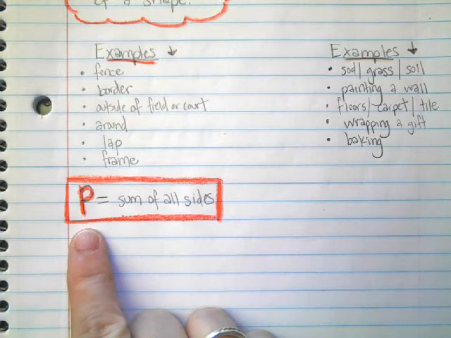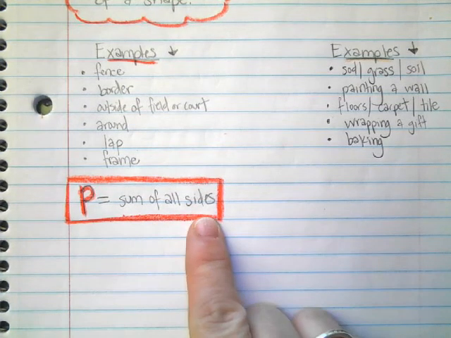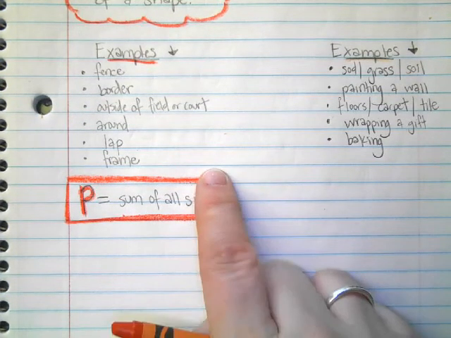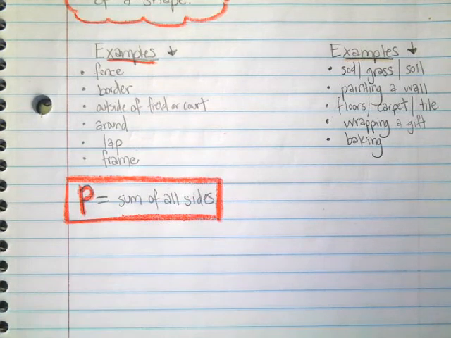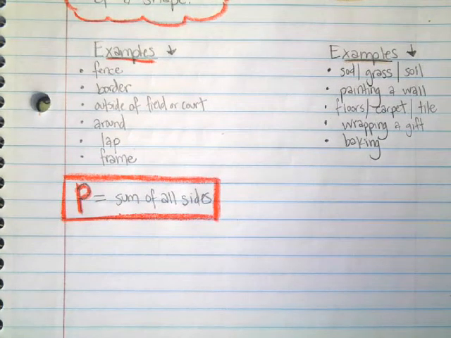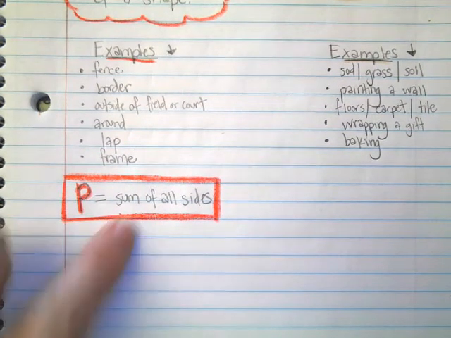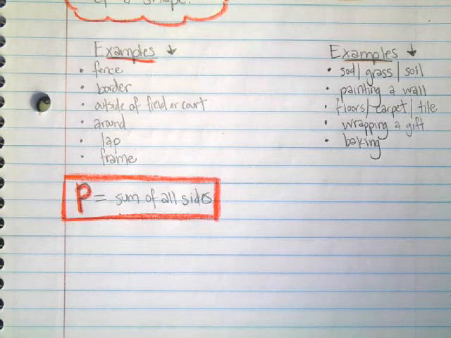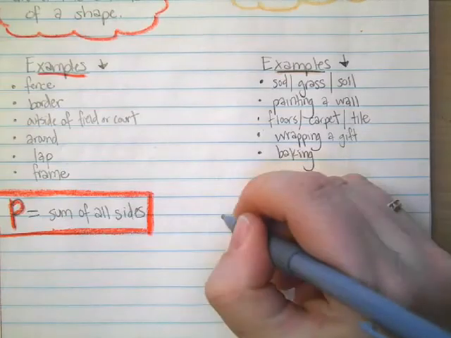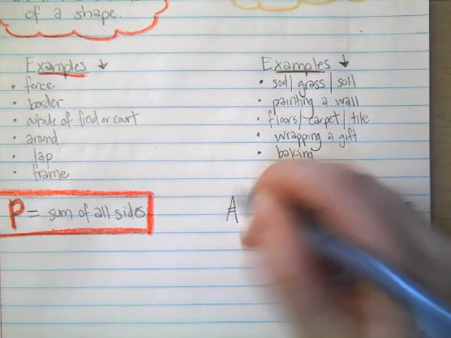If the bottom was 12, what would the top of the rectangle be? It would also be 12. Okay, so you need to know the opposite sides of rectangles are equal. So to find the perimeter, you just do the sum of all sides, and you know that sum means to add.